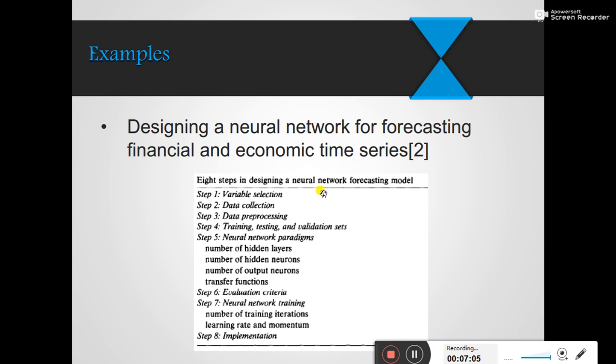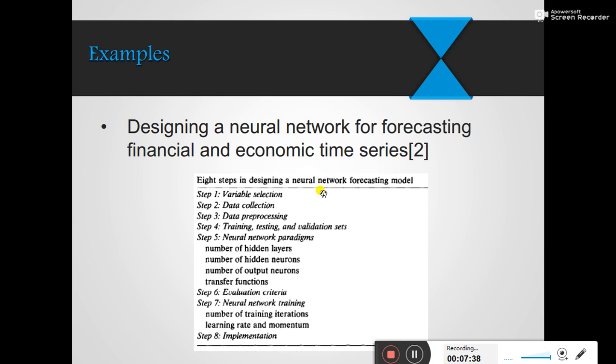It means you need to split the data for training, testing and validation. And for neural network paradigms, the number of hidden layers, the number of hidden neurons, and also the number of output neurons need to be chosen. Along with that, transfer functions need to be created. In step 6, you need to create the evaluation criteria upon which your model will be evaluated.